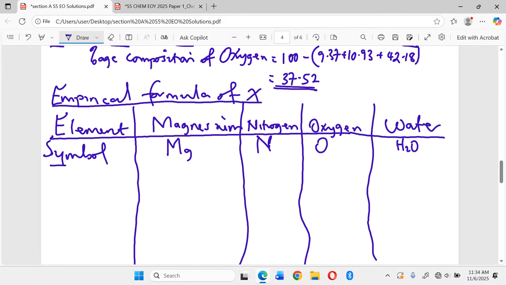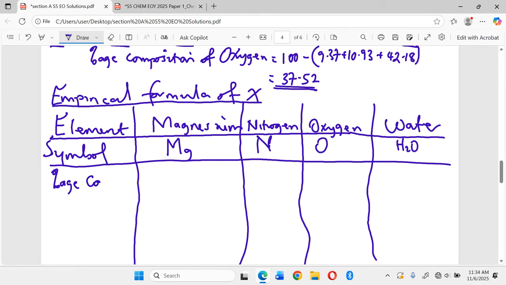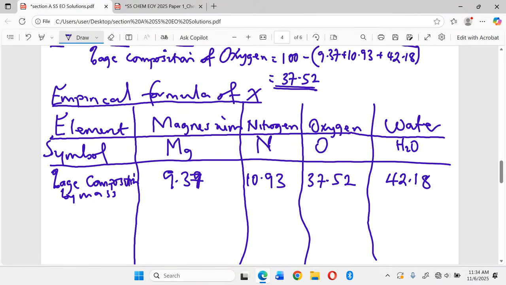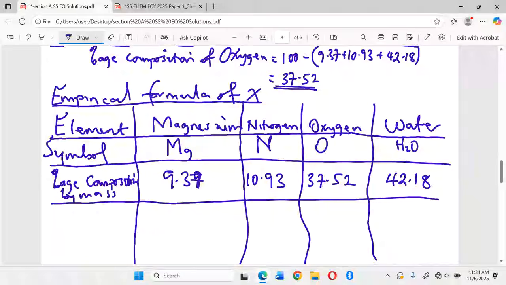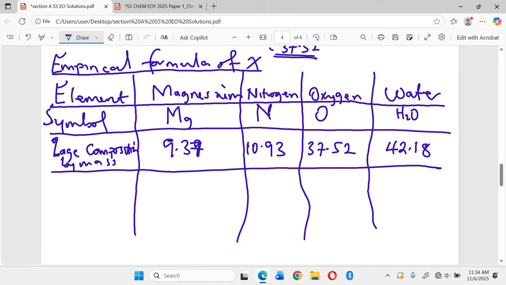From there we go to what? We go to the percentage composition by mass. So the percentage composition of magnesium is 9.37. Then for nitrogen, that is 10.93. For oxygen, we calculated it at 37.52. Water, that is 42.18. Okay. Then we can move on.